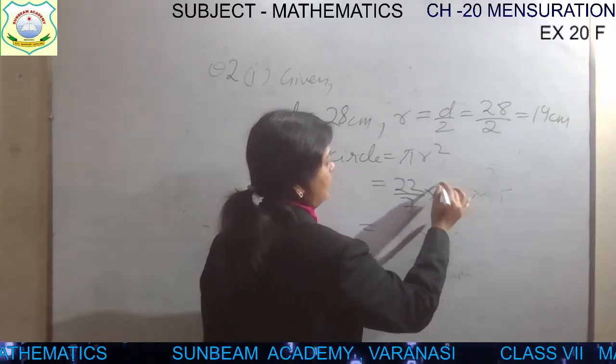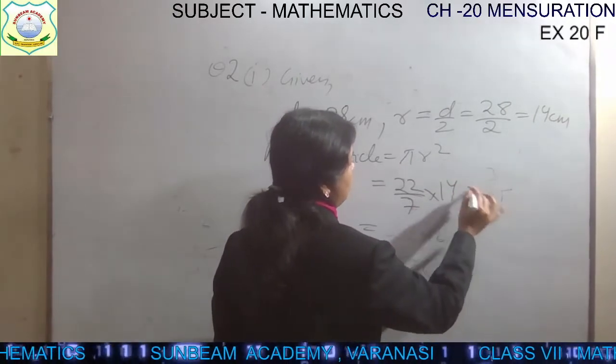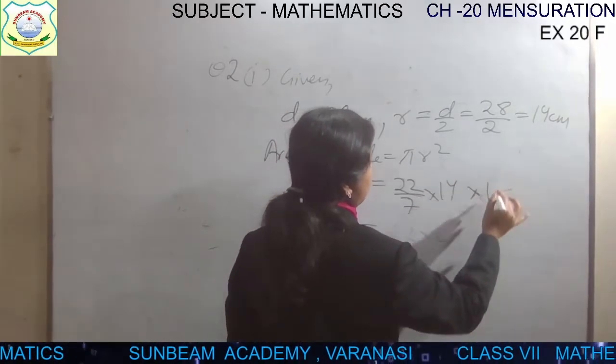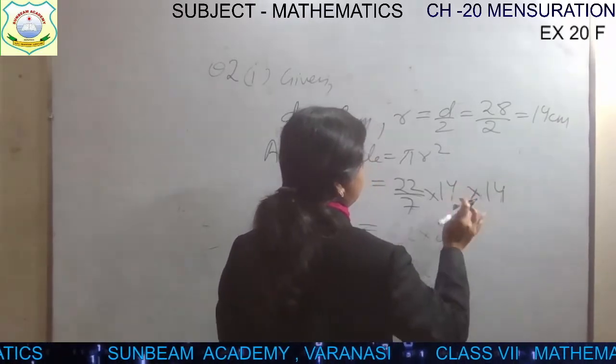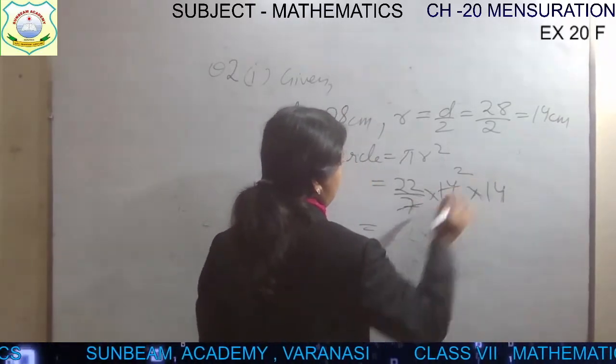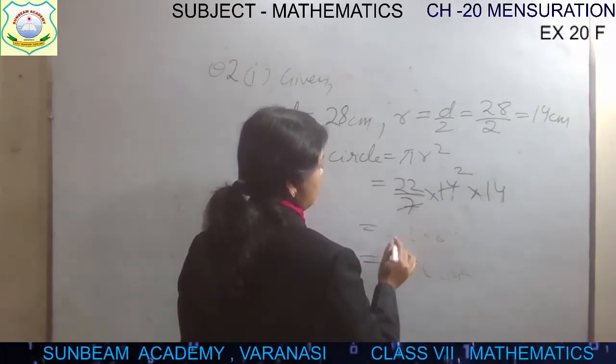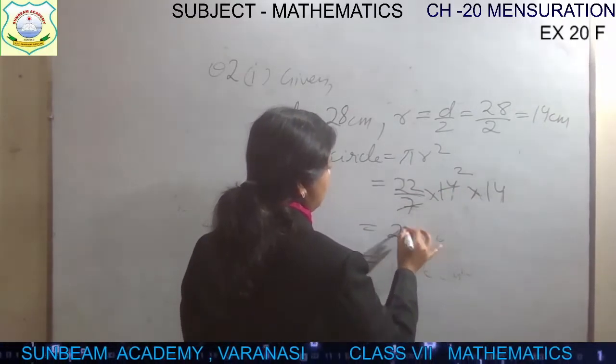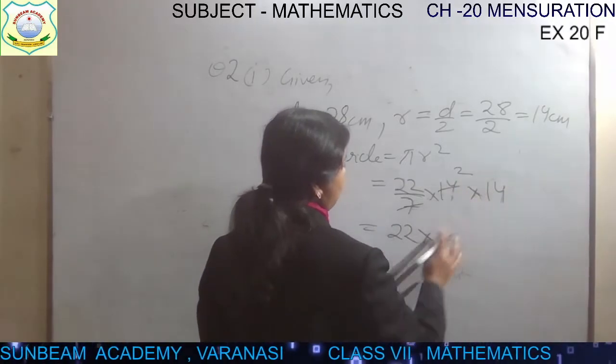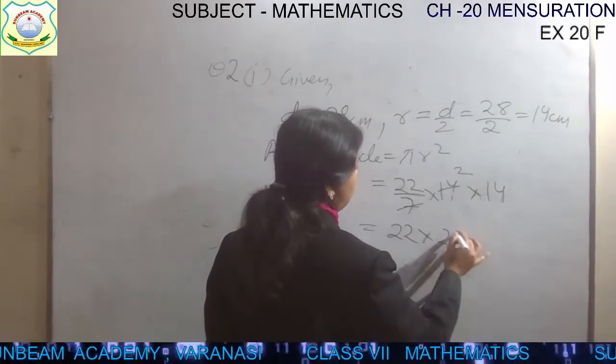Radius is now 14, so write 14. 14 into 14. So 7 twos are 14, and 2 twos are 4. You can also take it like this: 22 into 14, 1 twos are 14, 14 twos are 28. You can do it like this.